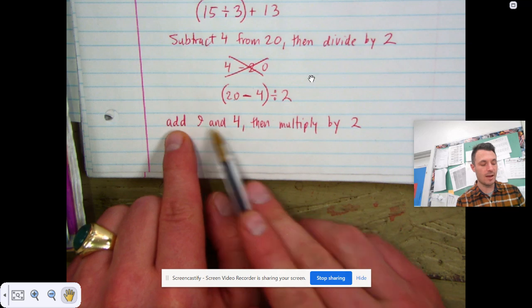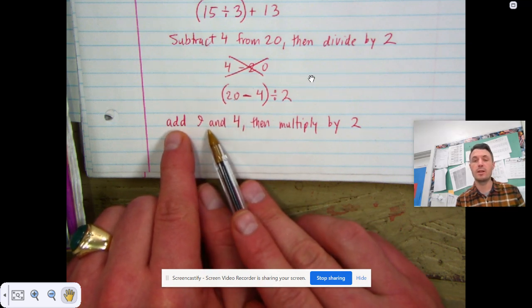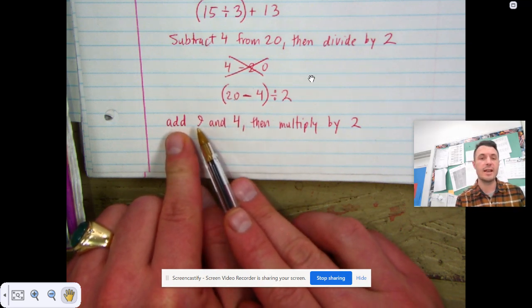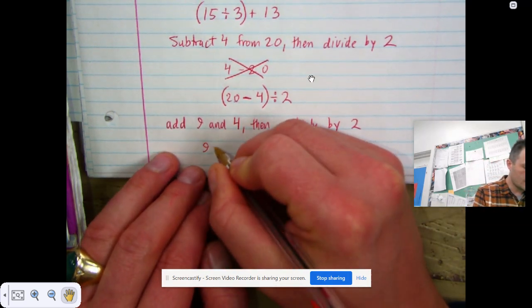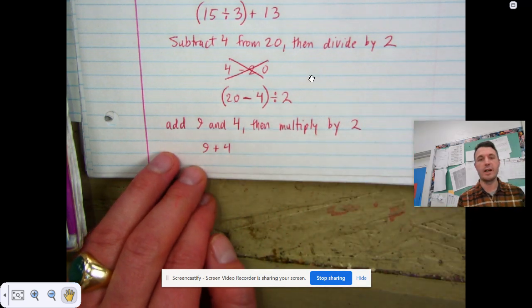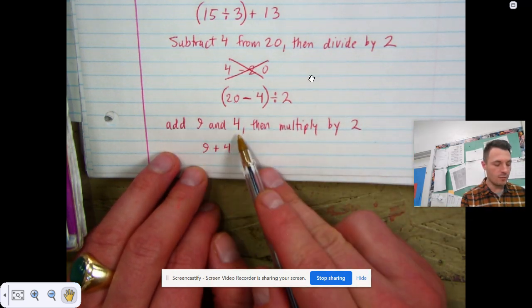In this case, it doesn't matter which order the numbers go in because the commutative property of addition says that the order of the addends doesn't change the sum. So I could put 9 and 4, or I could put 4 plus 9. It doesn't matter. Add 9 and 4.